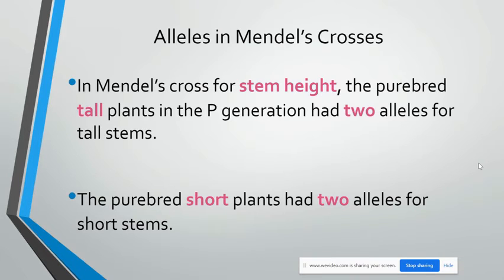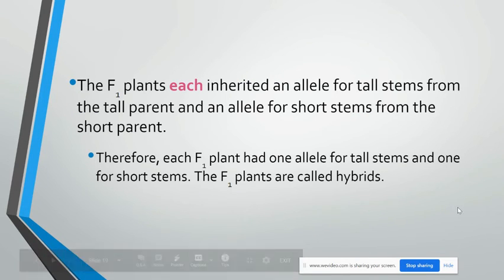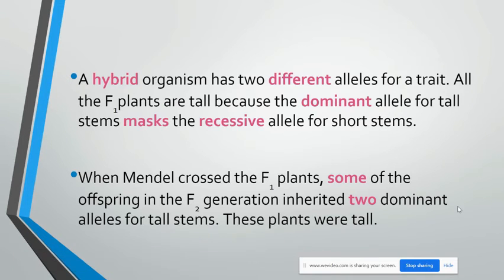So in Mendel's crosses for the stem height, the purebred tall plants in the pea or parent generation had two alleles for tall stems, and the purebred short had two alleles for the short stems. The F1 plants, or that first set of offspring, each inherited an allele for tall stems and an allele for short stems. So like I said, they have one of each, so they're a mix, or they're called hybrid. So a hybrid organism has two different alleles for a trait.